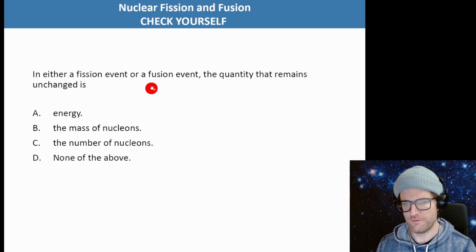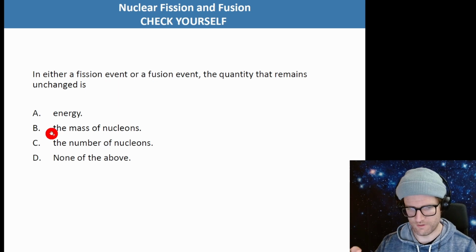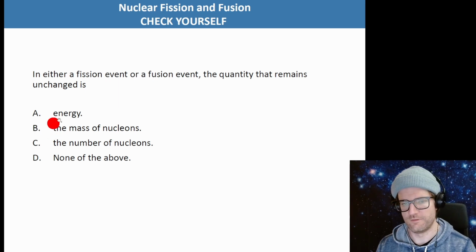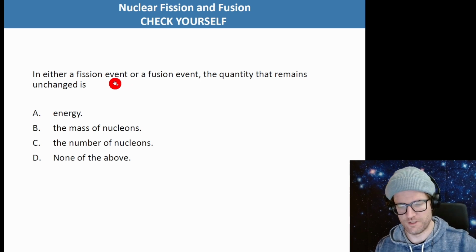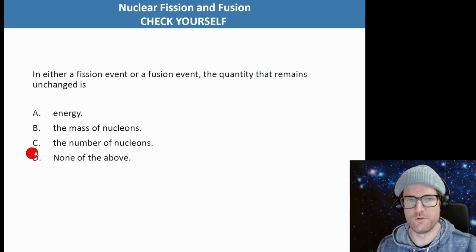In either a fission event or a fusion event, the quantity that remains unchanged is... energy changes. Energy leaves the atoms. The mass of the nucleons goes down a little bit in a fusion event or a fission event. The mass reduction is what causes lots of energy to be released. So C, the number of nucleons, doesn't change.